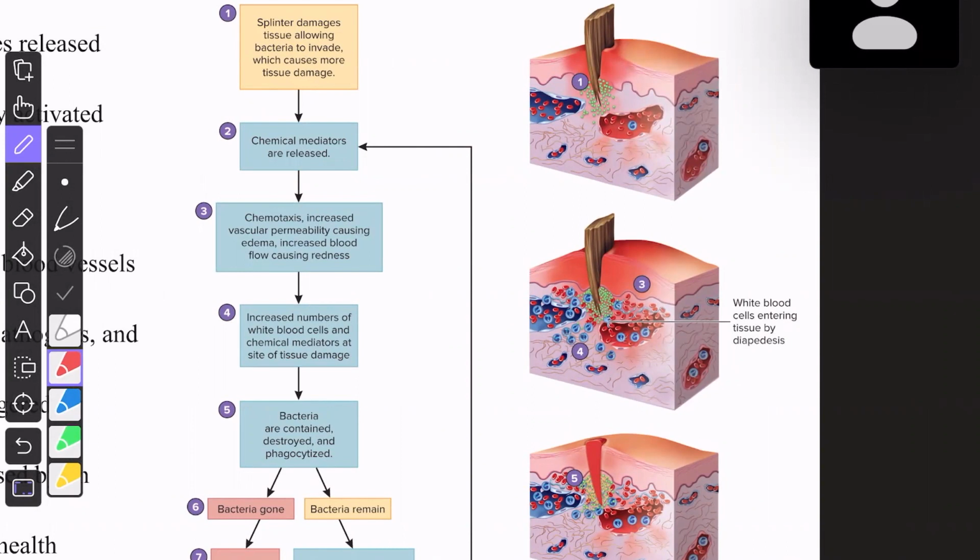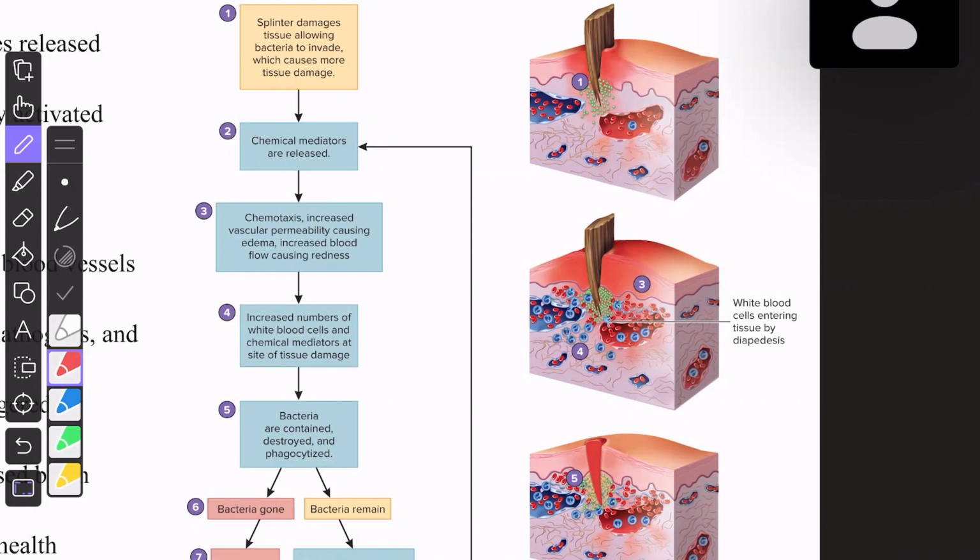This figure can look a little scary, okay? But if we follow the numbers and pay attention to what's happening, it becomes a little easier to follow, right? So what kind of injury or damage do I have here? I got a splinter, okay? Anybody here ever gotten a splinter?